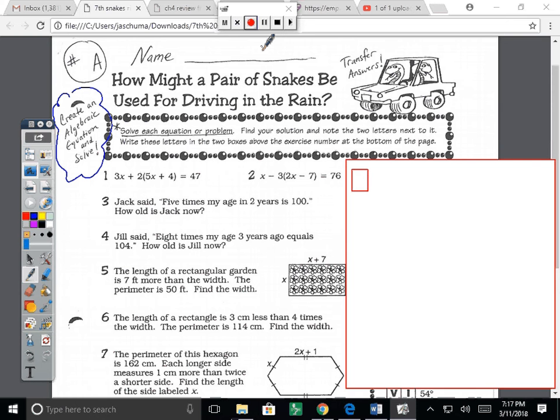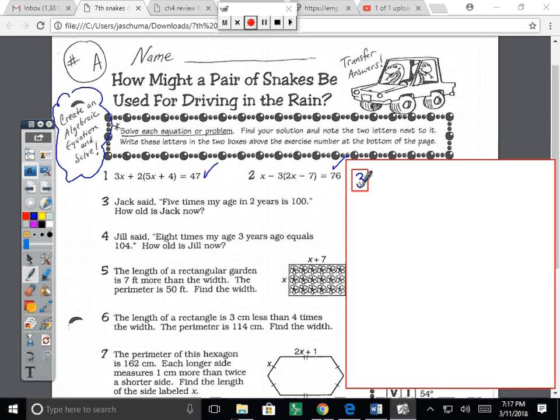I know numbers 1 and 2 are things that we have seen before. Those are really just solving multi-step equations, so I'm not too concerned there. I want to fast forward to number 3. I did have this example on the board the other day, but I want to break it into steps and see if we can figure out where that information came from. So number 3: Jack said, 5 times my age in 2 years is 100. How old is Jack now?